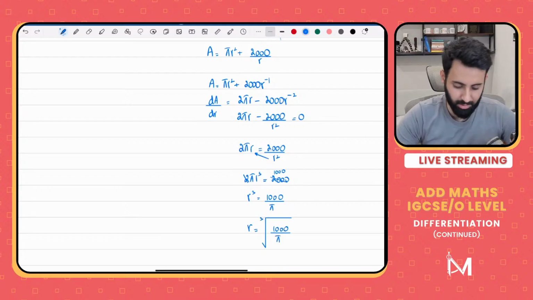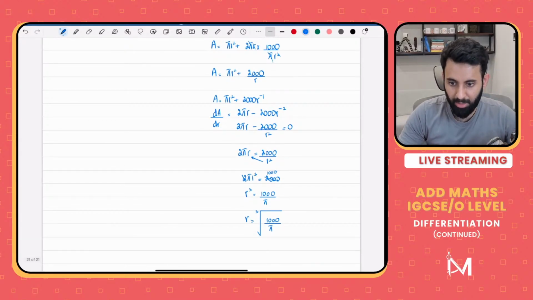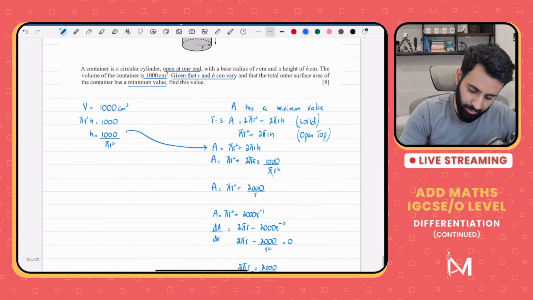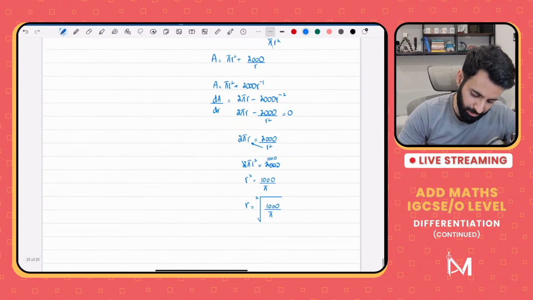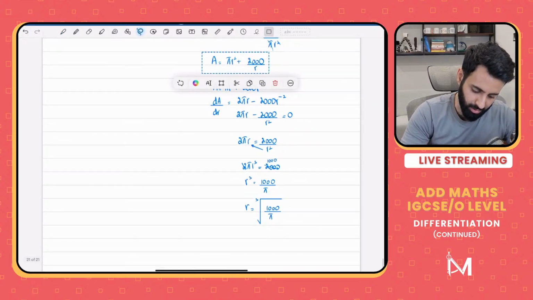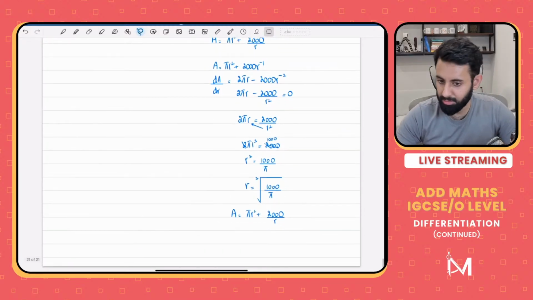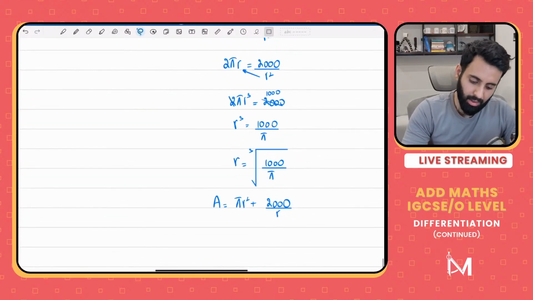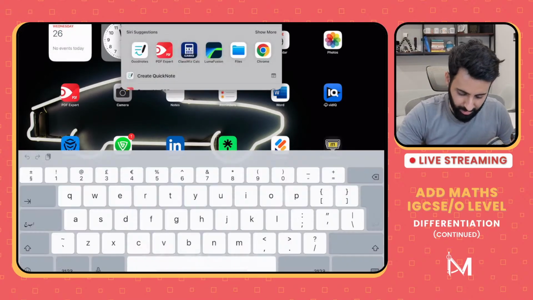But it's not the end. Remember, you're supposed to find out the minimum value of A. So now you know the value of r at which it's minimum. What you're going to do is take this value of r and plug it in here. How are you going to do it? That's the question. Yes, this is live. So the way that you're going to do it is smartly, and here's what I suggest.